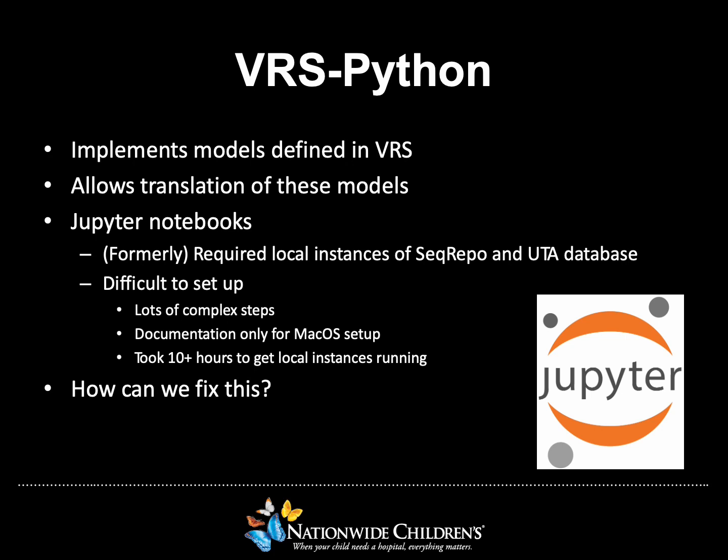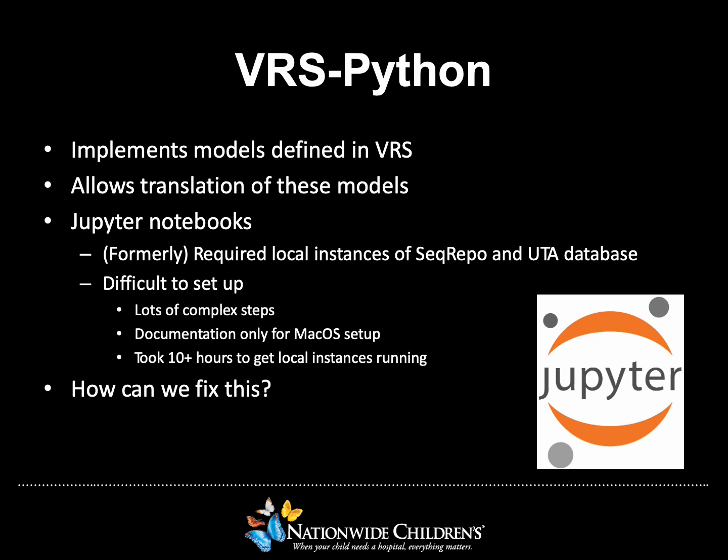Formerly, to set up and use VRS-Python notebooks, users would have to have local running instances of SeqRepo and the UTA database, and setup was a laborious task. These steps for setup were technologically complex, documentation was only produced for macOS, and the time to set up SeqRepo and UTA would take 10 or more hours in a best-case scenario, assuming no errors were run into during the installation or setup process. This provided a sizable barrier for any interested parties of VRS to get involved and start to use it.